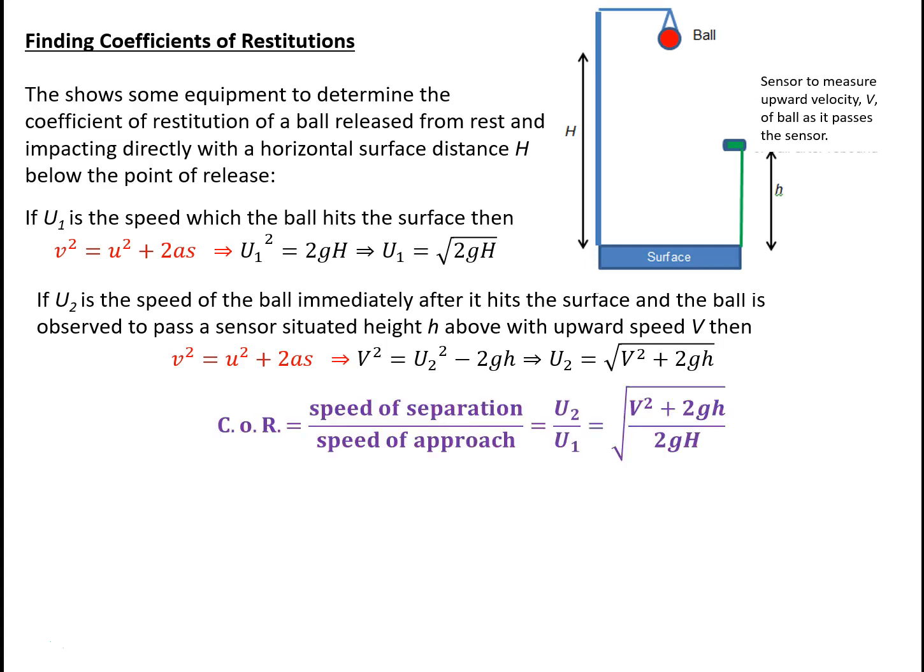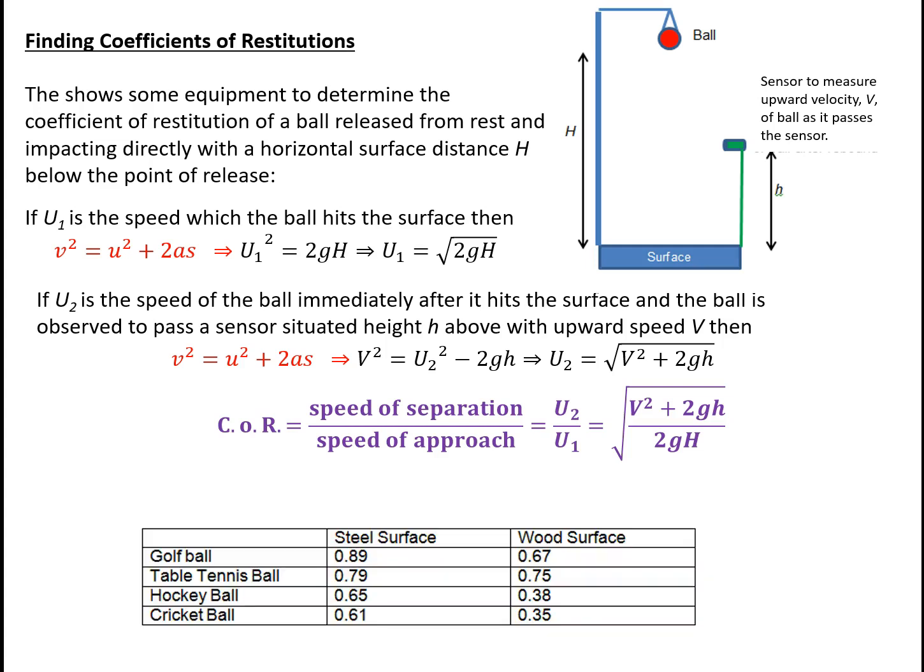Now, the coefficient of restitution is the ratio of the speed of separation to the speed of approach. So that is the ratio u2 divided by u1, which is the square root of v squared plus 2g little h, divided by the square root of 2g big H, and we can tidy that up as simply being the square root of v squared plus 2g little h, divided by 2g big H.